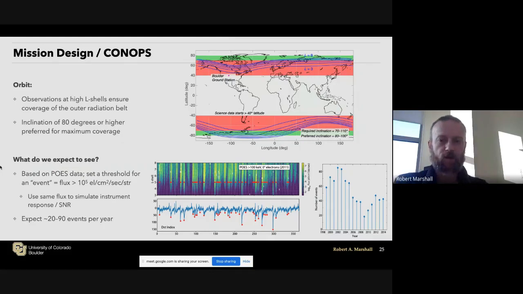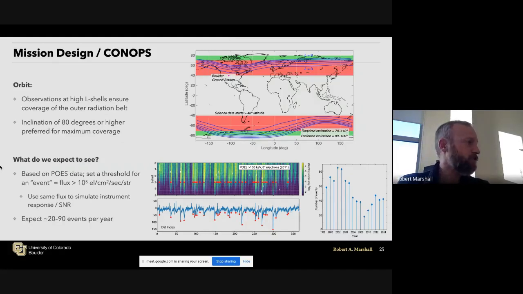So I talked about the CONOPS already in terms of the orbit. This plot on the top right gives you a sense of our desired as well as preferred orbits. The red region there would be, with an inclination of 70 degrees, where we would be taking data. If we can push that inclination up to 80 degrees, we get the green region as well, which gets the radiation belts over the Antarctic Peninsula area.